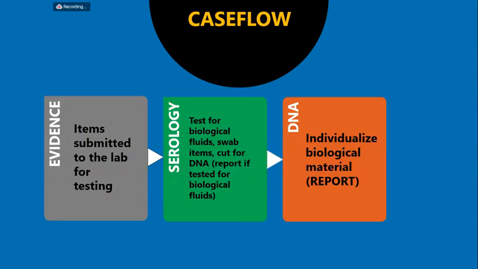I'm going to talk a little bit about case flow, how samples come into the lab and what the procedure and process for that is. When a sample is submitted to the lab for DNA testing, it's generally submitted to an evidence section for testing. Everything that comes into the lab comes in for a biology assignment, and it will go through the serology section first. Serology is where we test for biological fluids. We can swab items for DNA, cut samples for DNA, and then we'll issue a report if we do test for biological fluids. Those samples that are deemed necessary are sent on to DNA, where we try and individualize those stains or material that might be present. And then a report is issued describing those DNA results.